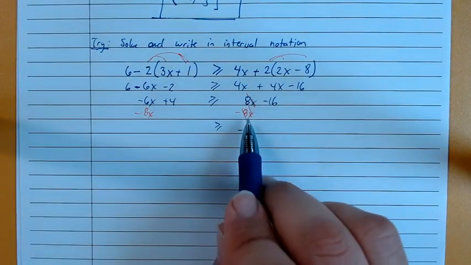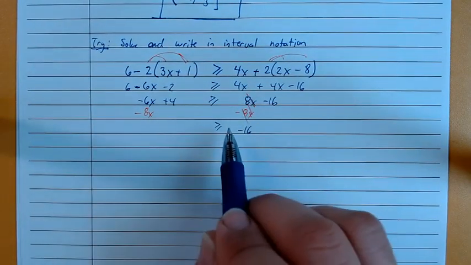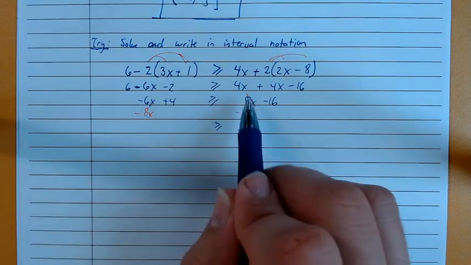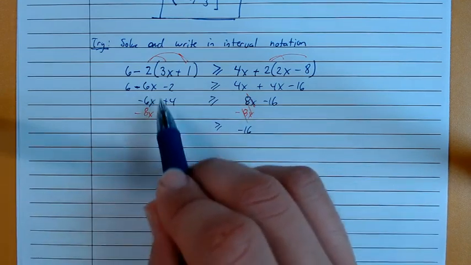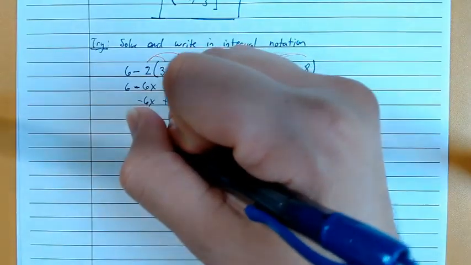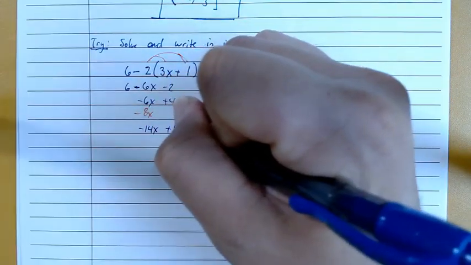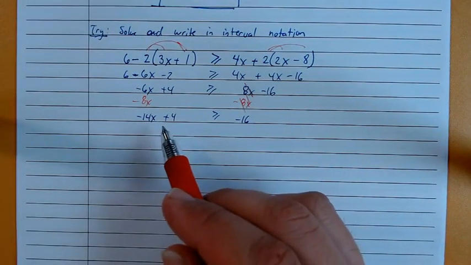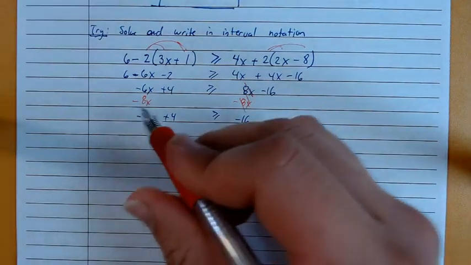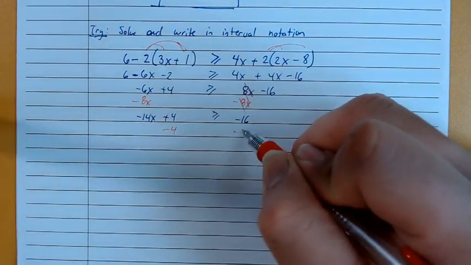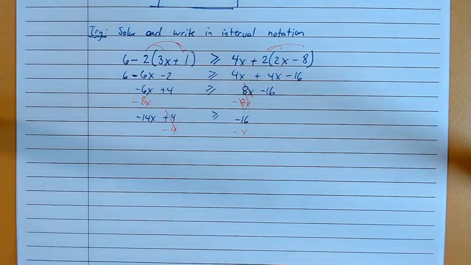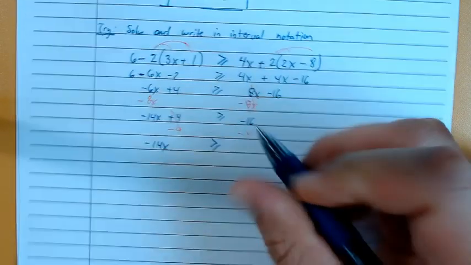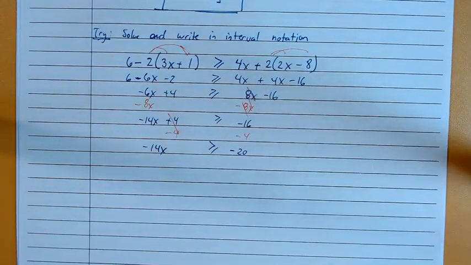Now all I've done is I've added or subtracted, and in this case, I've subtracted from both sides. So the inequality doesn't reverse. Okay? That's gone, leaving me just minus 16. Combining these will give me minus 14x plus 4. And now this looks a lot like our first set of examples, where all we're trying to do is isolate our x. Let's begin by subtracting 4 from both sides. 4 minus 4 is 0, leaving me minus 14x is greater than or equal to negative 20.